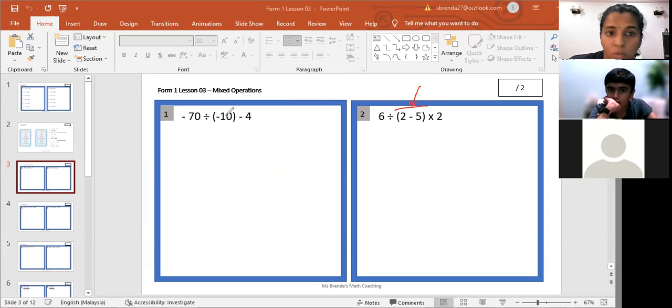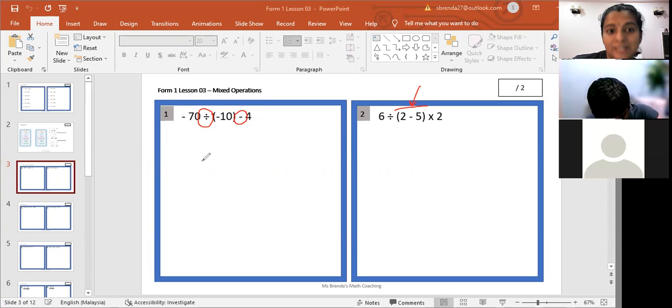So in this case, where is the operation? The operation is here, division. And then there is a subtraction. You must know how to recognize. This is a negative, this is a negative, but this is a subtraction.